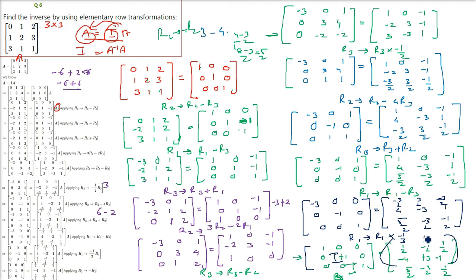So this right hand side is A inverse. The left hand side we already made the identity matrix. Right hand side is A inverse. So the final value is like this: half, minus half, half, minus 4, 3, minus 1, 5 by 2, minus 3 by 2 and half. It will take a bit of time but you will get the result like this. This is going to be A inverse into A.